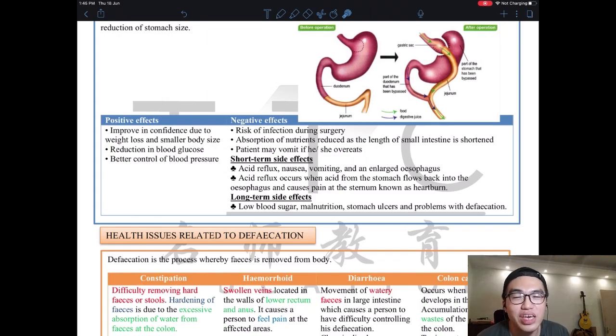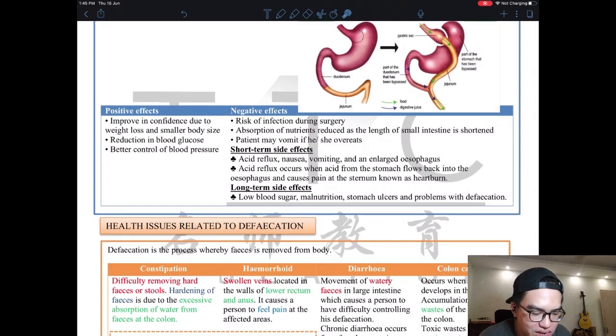If you can't stop eating, if you are morbidly obese, if you don't stop eating, you're gonna die. Okay, the doctors are gonna do this to you. So what are the negative effects? Risk of infection, reduced absorption of nutrients. The patient may vomit if he overeats. You will feel pain if you overeat.